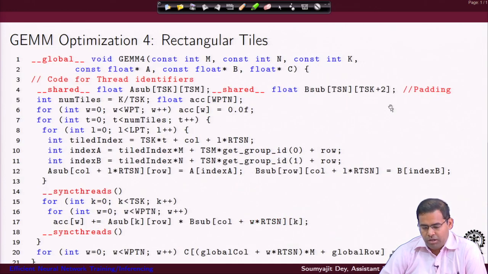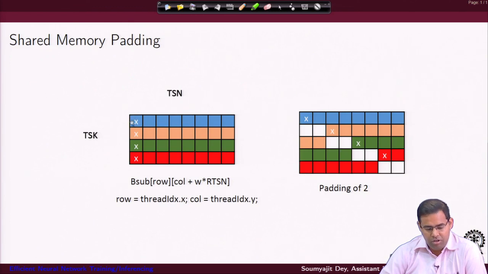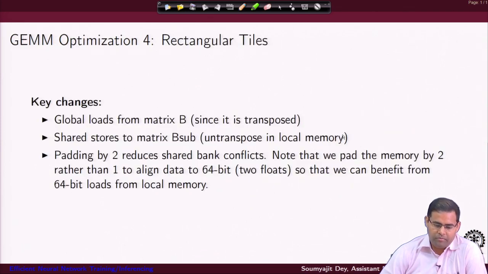But then we also figured out that that leads to a problem with the shared stores. For that we needed to flip the indices, so that the shared memory stores are done in a nice way, so that they can be fetched again properly. But that also led to a problem that when I am now loading from the shared memory, they are all falling in the same bank. So, in order to reduce this bank conflict, we padded the data. That is a short summary of how rectangular tiles were helping us.